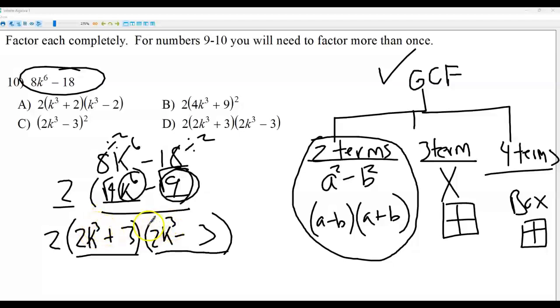But in this case, we should check. So since they have 2 terms, I would think to myself, well, are these a difference of squares? Well, first of all, this one has a plus. So that's not a difference of squares. We can't do that one. So this one is officially done.